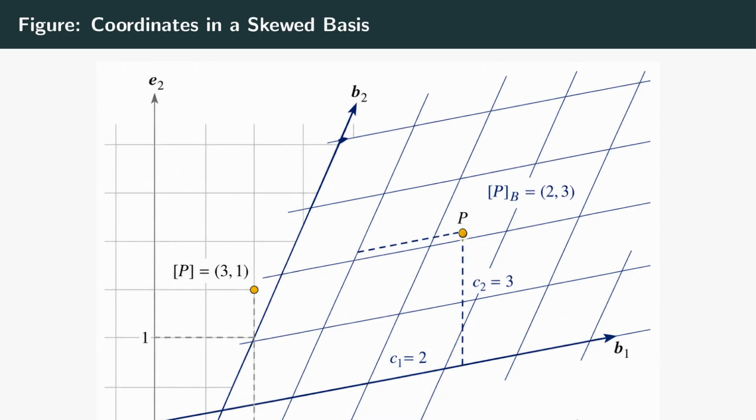This is the crucial idea. A vector is one fixed thing, but its coordinates are relative. They are a description in terms of a chosen basis. Change the basis and the same vector wears a new list of numbers. Choosing the right basis to make a problem simple is a recurring theme for the rest of the course.